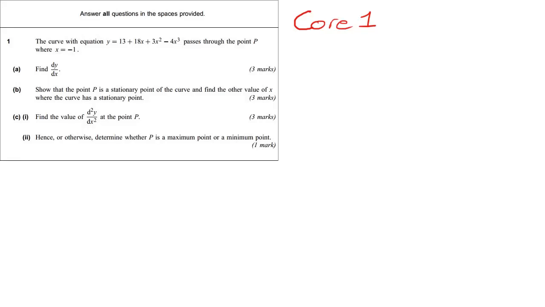So we start with a differentiation question, a differential. Find dy over dx. So here is this long y equation. Let's try and change it into dy dx. So let's look at this. y equals 13 plus 18x plus 3x squared minus 4x cubed. So what can we do with that?